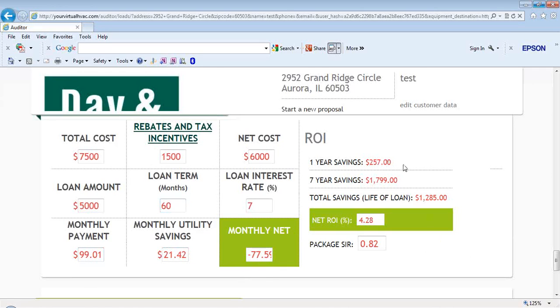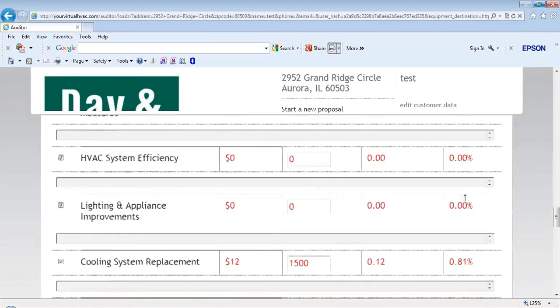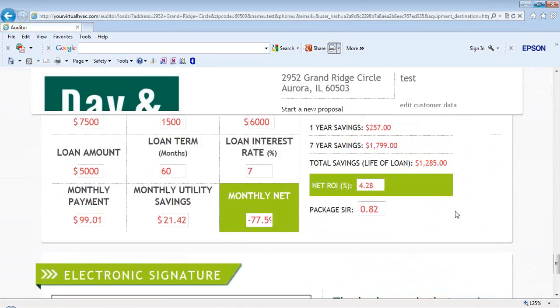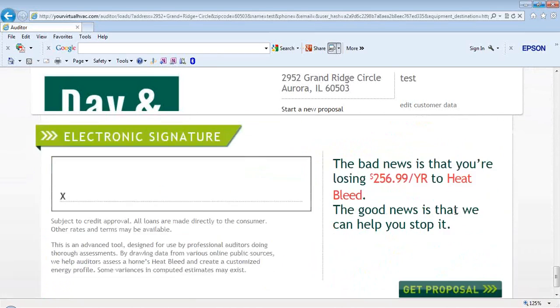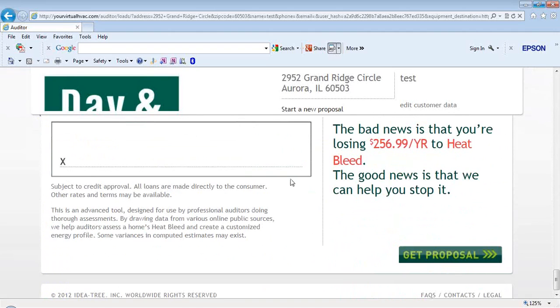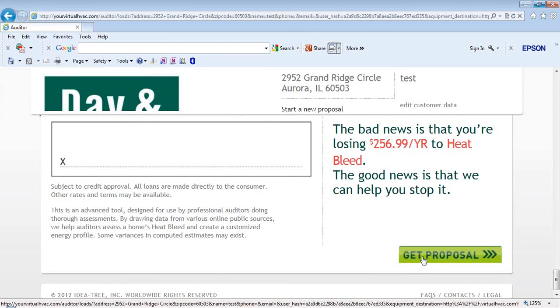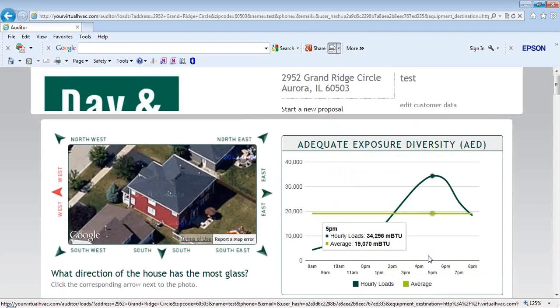All right, and then it gives you kind of the summary here. First year savings, over the 7 years, how much is it going to save? So what is the total savings going to be? My rate of return for all these things combined ends up being 4%. And then if you want, they can sign it on your iPad or whatever. I can hit Get Proposal over here, and it's going to give me the PDF version of this guy.